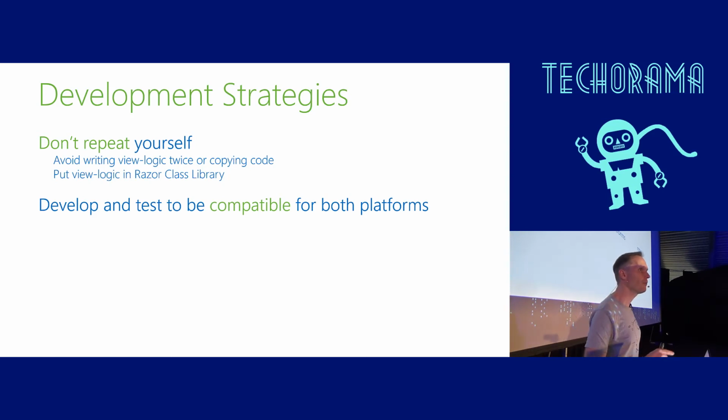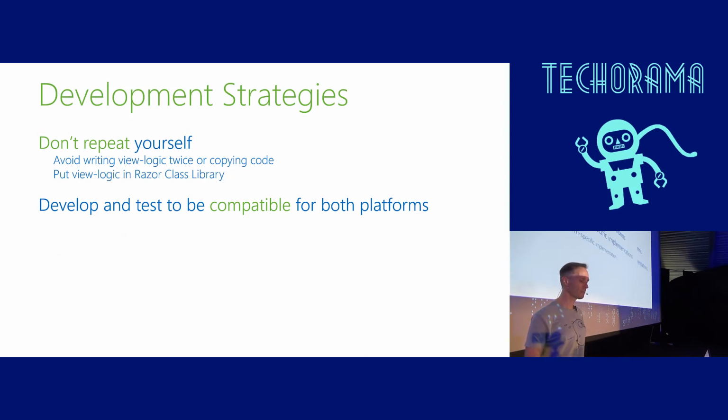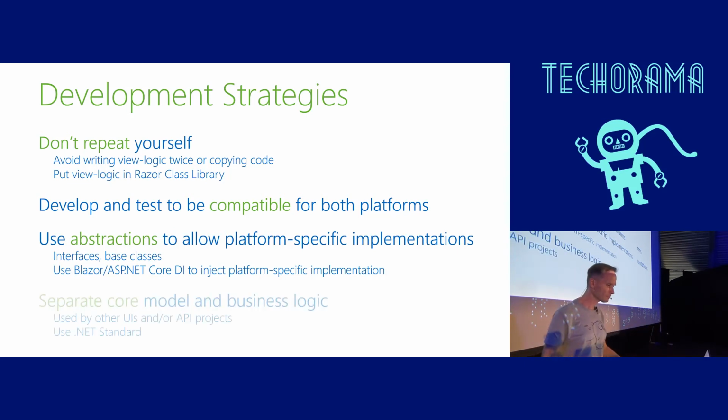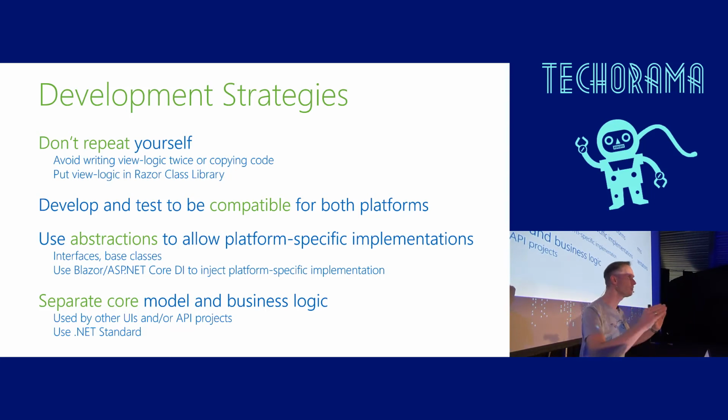My tip is, if you start with an application today, try to be compatible with both platforms. Use abstractions like interfaces and base classes, and use dependency injection to inject platform-specific implementations. I will use the last 10 minutes of my session to show you a demo about that, okay? And separate the core model and business logic into separate class libraries. You shouldn't put them into Razor class libraries because they might be used by different UIs, your WPF UI, your WinForms UI, your UWP, your Xamarin, or whatever, or maybe used by any kind of web API stuff.